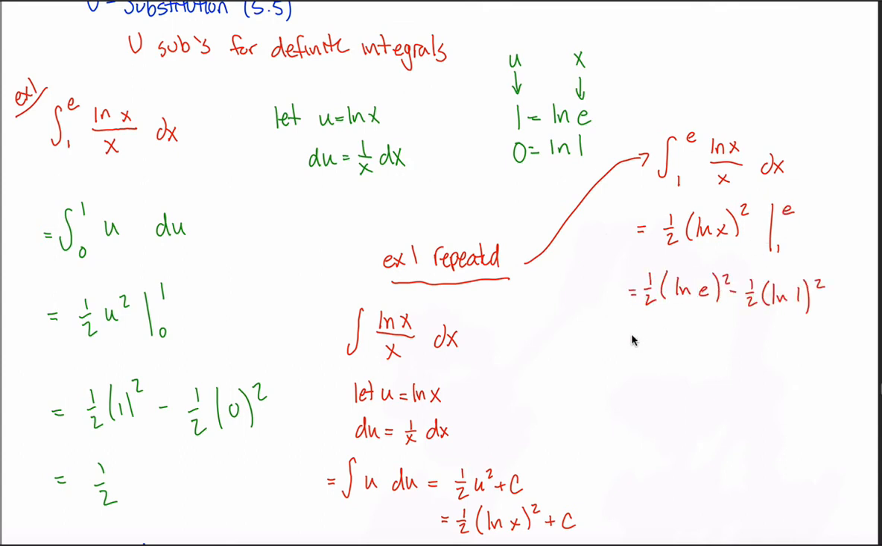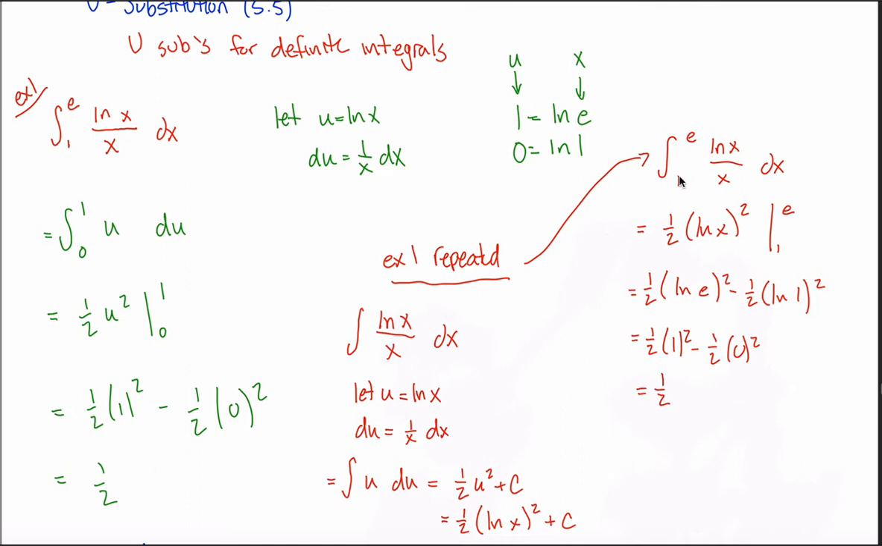And because I made this problem, I made things work out really nicely. The natural log of e is just 1, because this is asking what power do you have to raise e up to make it equal e in this case, so it's just 1. And the natural log of 1 is 0 because e to the 0 power is 1. So I get 1/2 times 1 squared. Sure, I'll write this one more time. Minus 1/2 times 0 squared, which just evaluates to 1/2. The same answer that I got before.